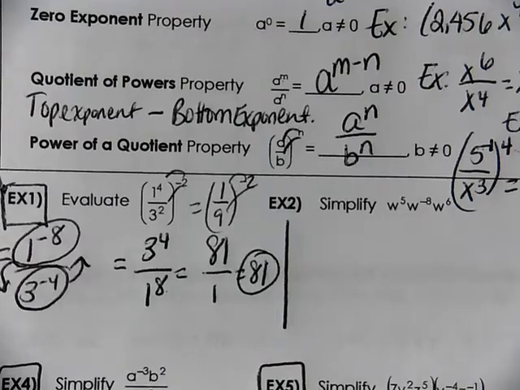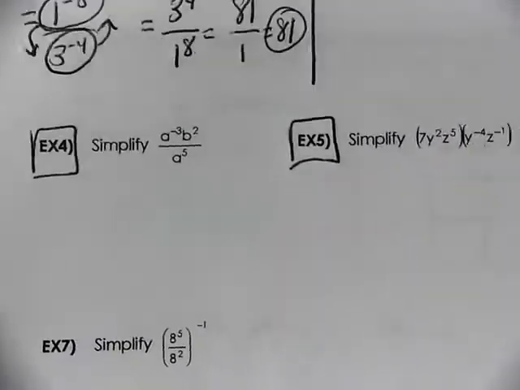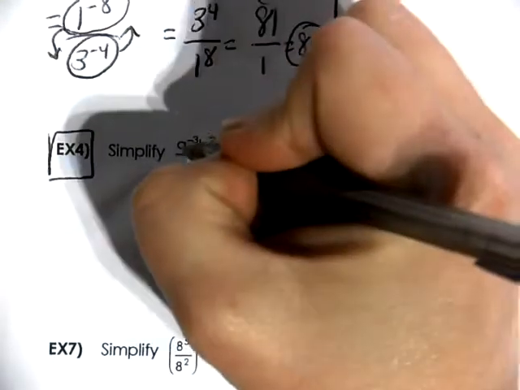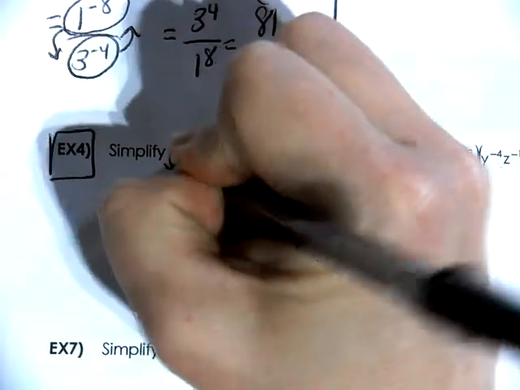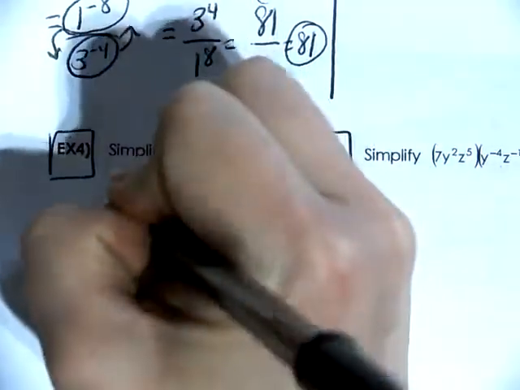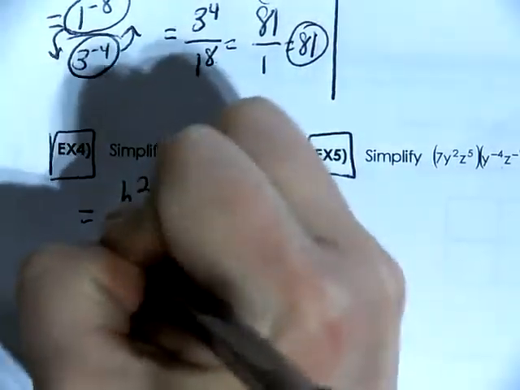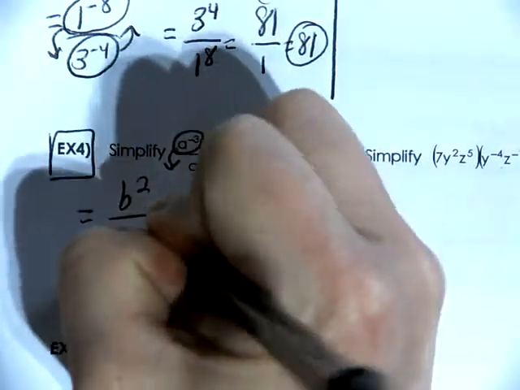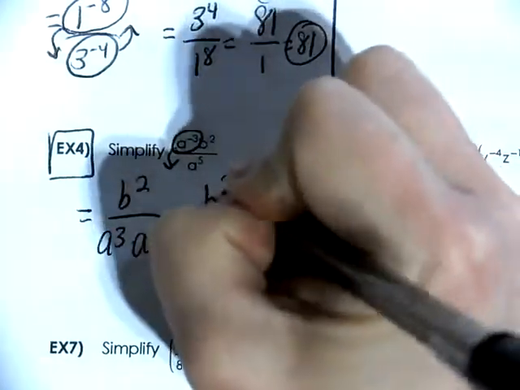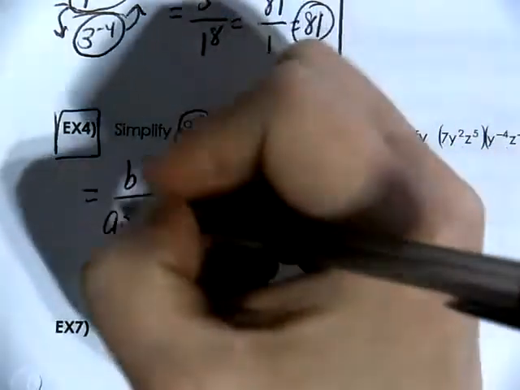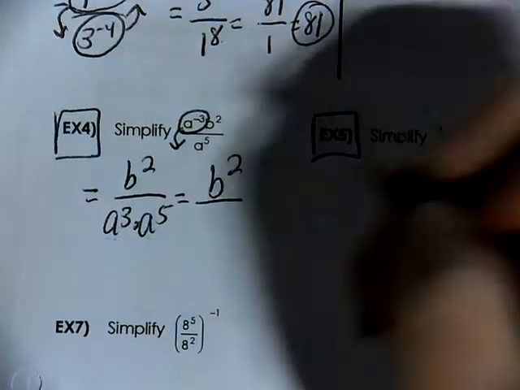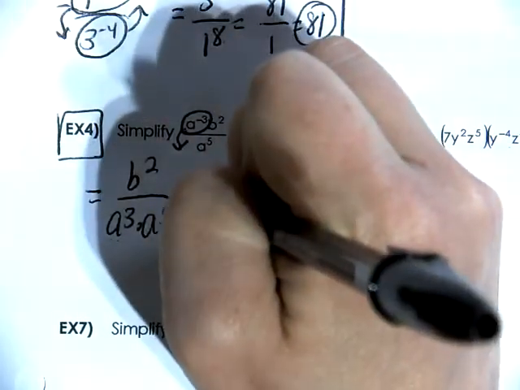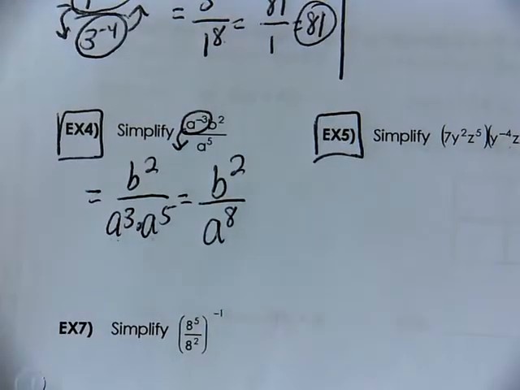Let's go ahead and look at example number 4. For example number 4, I see something with a negative exponent. I see a to the negative 3rd. It's not happy where it's at, so I'm going to bring it down. So therefore, I have b squared divided by a to the 3rd times a to the 5th. b to the second is going to stay on top. And anything that has the same base where you're multiplying, we're going to add the exponents. So this is really a to the 8th power.